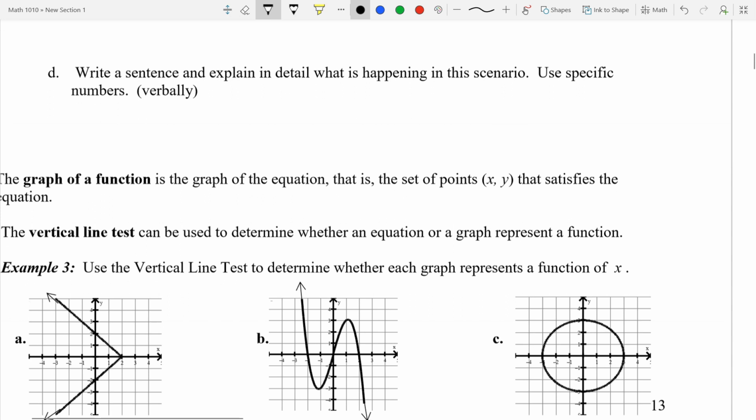Okay, question D. Write a sentence and explain what is happening. Please don't say you make $9 an hour. That's evident. How do you figure out the pay according to hours? I'm going to give you 1 minute to do it, and then I'm going to call on somebody.